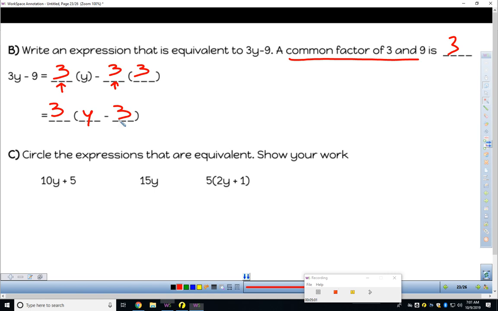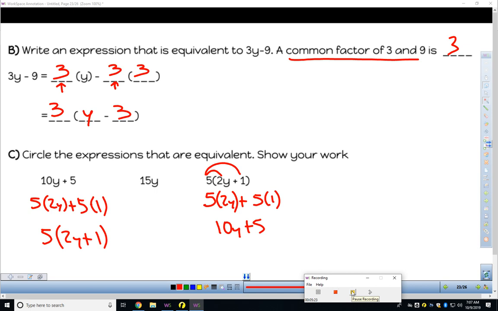What I would like you to do, again, if you have questions, come and see me right now. If not, pause the video and see if you can determine if any of these three expressions in C are equivalent. Notice in this third one, I can use the distributive property to say that 5 times 2y is 10y, and 5 times 1 is 5. And so that right there is equivalent to this first one.